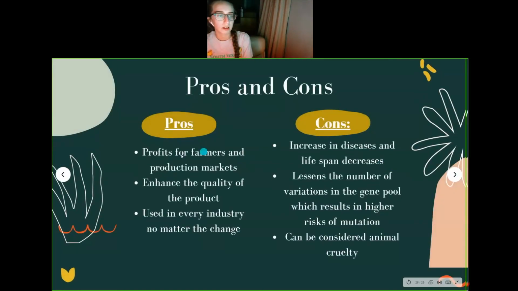The pros and the cons: there are pros for farmers and production markets, and they enhance the quality of the product used every day, no matter what the change. The cons are that there is an increase in diseases and the lifespan decreases, and it lessens the number of variations in the gene pool, which results in higher risk of mutation, which can also be considered animal cruelty.